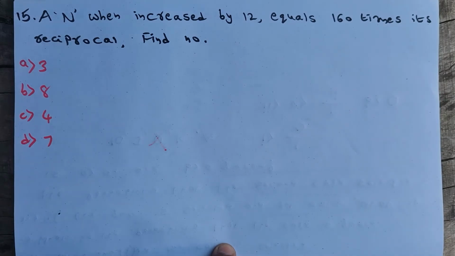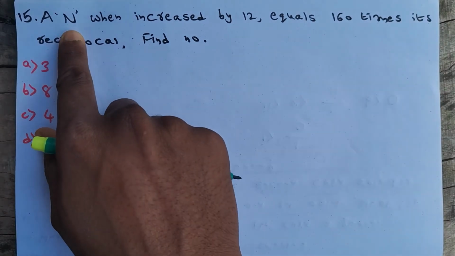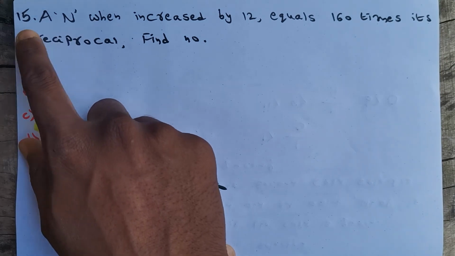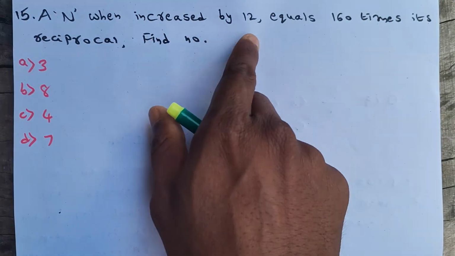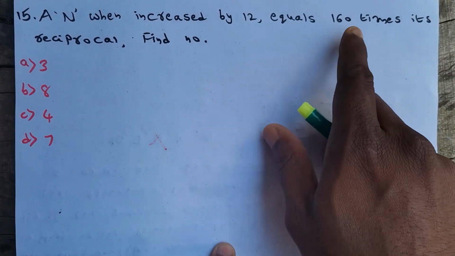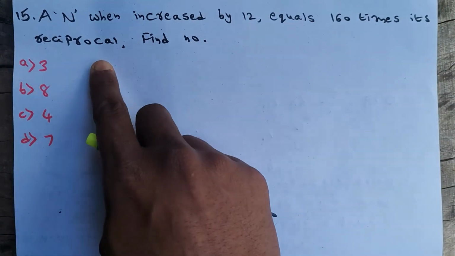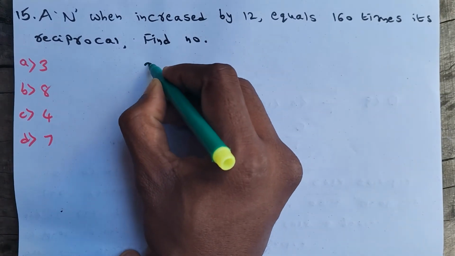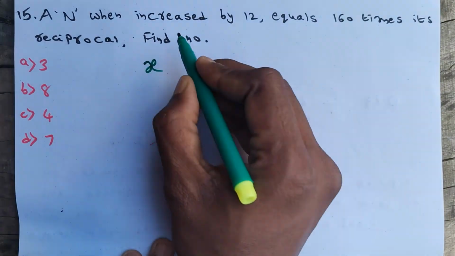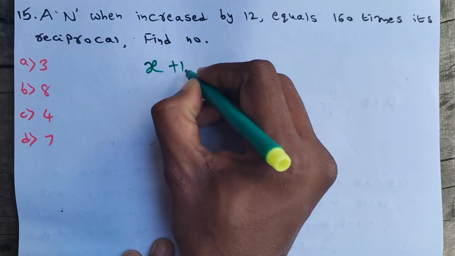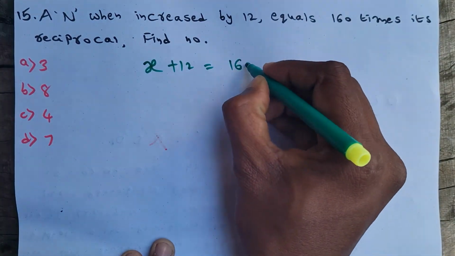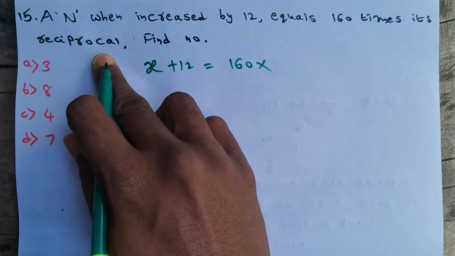Question number 15. A natural number, capital N represents natural numbers. A natural number when increased by 12 equals 160 times its reciprocal. A natural number, what is that? We don't know, so I am taking it as x. Increased by 12, plus 12, equals 160 times its reciprocal.